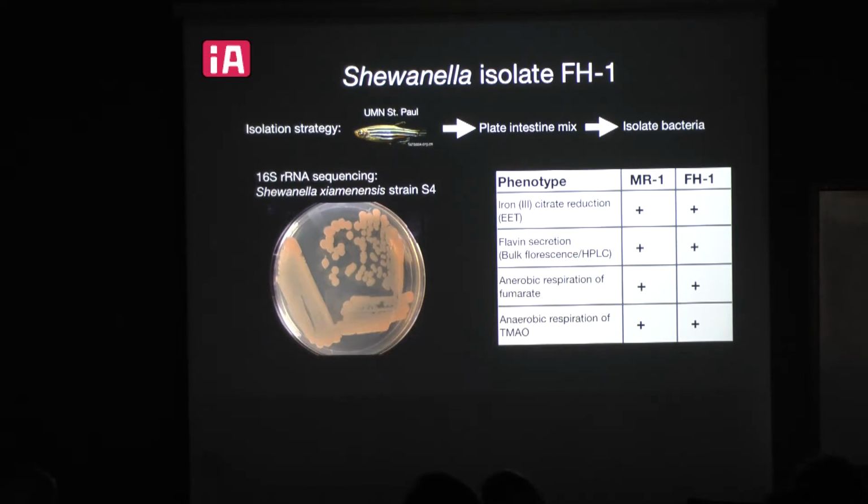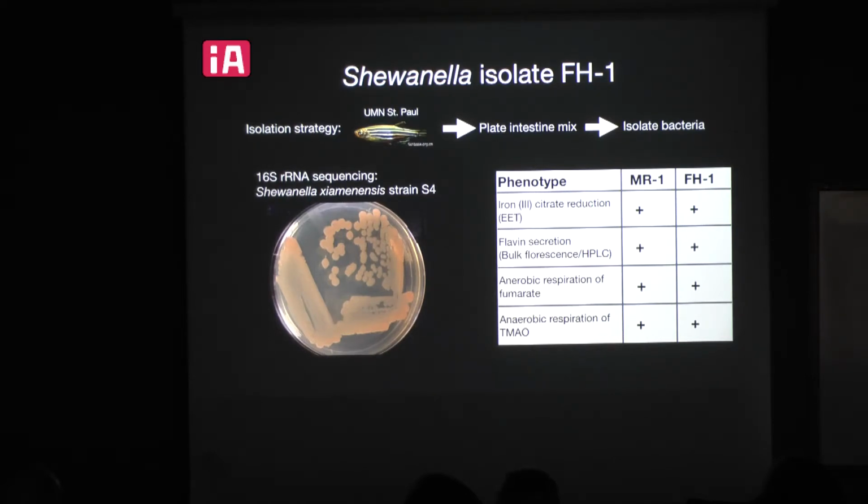And so we've been playing the last couple of years with an isolate from the zebrafish. We call this one FH1. So this was isolated directly from the intestine of a zebrafish from the St. Paul campus. We know it's similar to a strain of Shewanella called xiamenensis, which was isolated from China. The group that worked with that did a bunch of studying of how these organisms can mediate dye decolorization of all things.